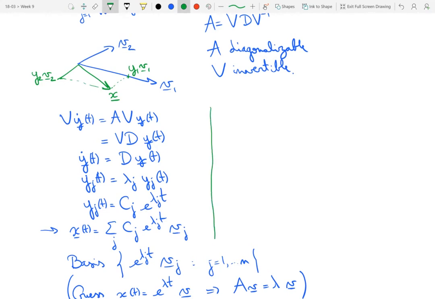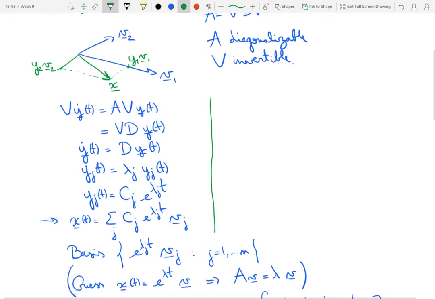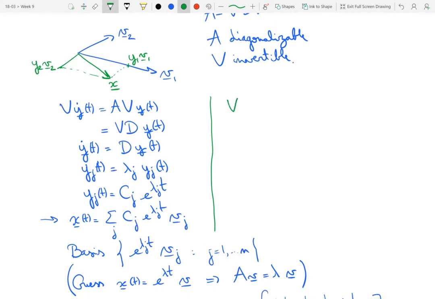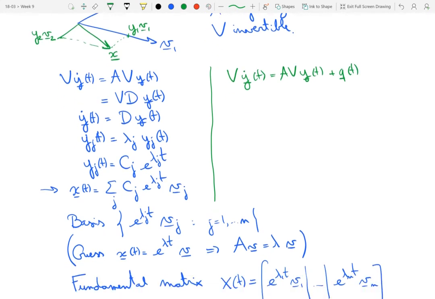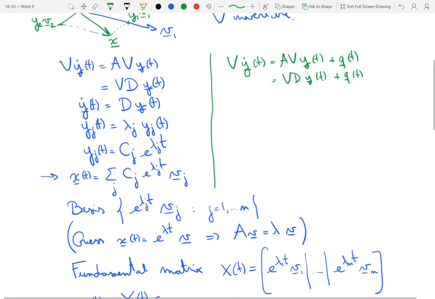So let's see how it works and try to draw a parallel with the simplifications we obtain in the homogeneous case, go through the same motions and see what the expressions become. So we have V y dot of t is equal to A V y of t plus q of t, now in the inhomogeneous case. So this is still equal to V D y of t plus q of t. And so we can invert the matrix V on the left and on the right, and we obtain y dot of t is equal to D y of t, and now we have to contend with the inverse of V applied to q.